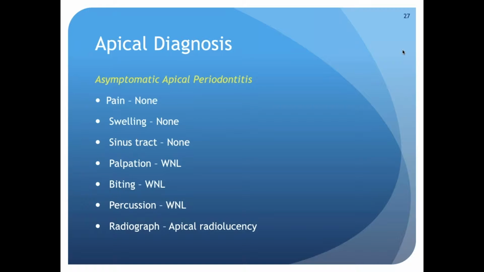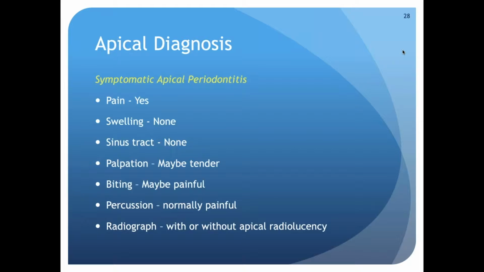Next, we have our asymptomatic apical periodontitis. So when it comes to pain, we don't have any pain. Swelling, there should be no swelling, no sinus tract. When we palpate, it should be within normal limits. Biting is within normal limits, and percussion is within normal limits. But when we look at a radiograph, apically, you may see some sort of radiolucency.